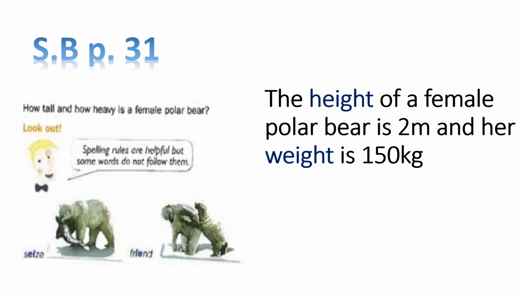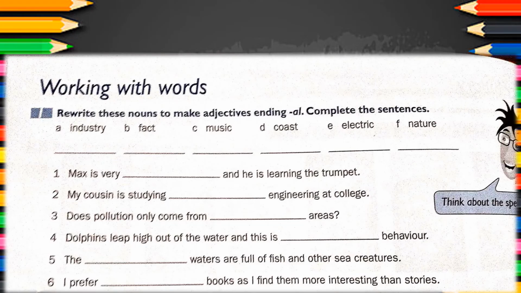Now, let's move to your workbook, page 24, and let's start with question number 1. Rewrite these nouns to make adjectives ending in al. Complete the sentences. Here we have nouns. Let's make adjectives from these nouns. Let's start with the first one.